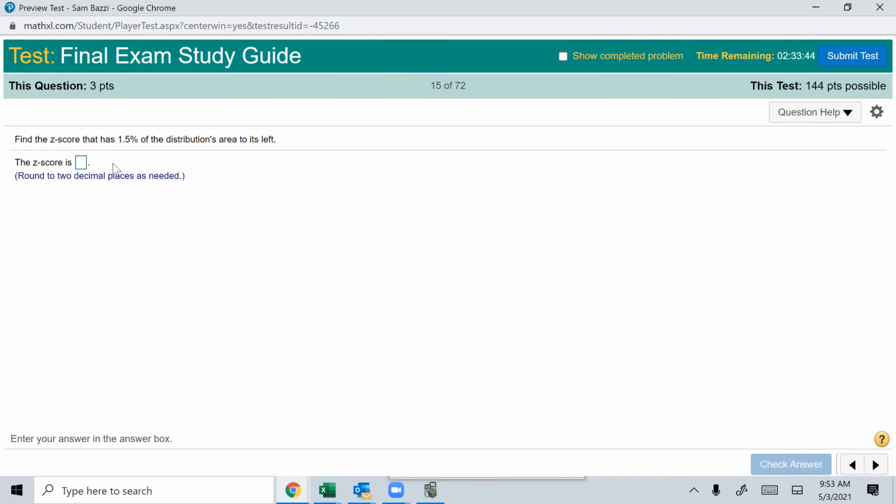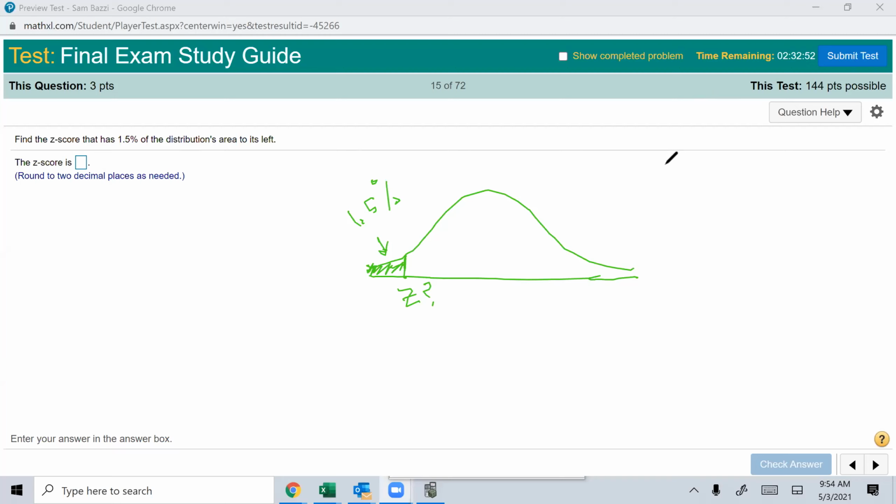Okay. Find the z-score that has 1.5% of the distribution area to its left. Let me do a sketch here and show you how to do this. All right, so this is what we need. We need the z-score. That's 0 here. So you know the answer has to be negative because it's below 0.